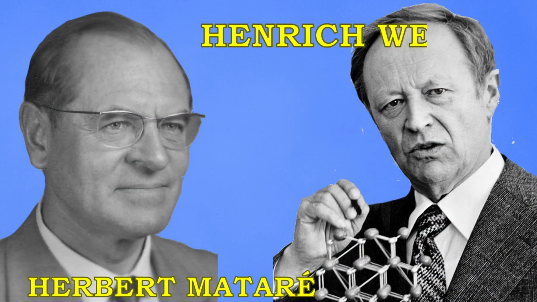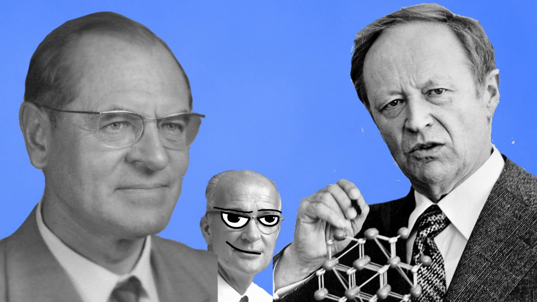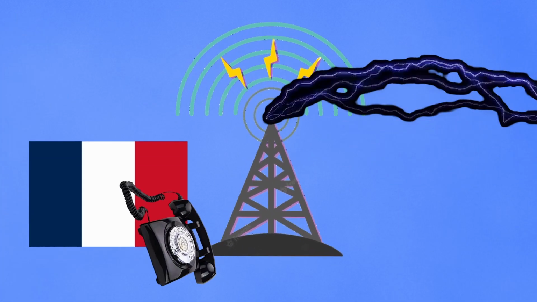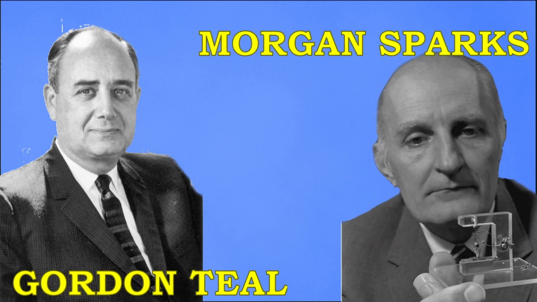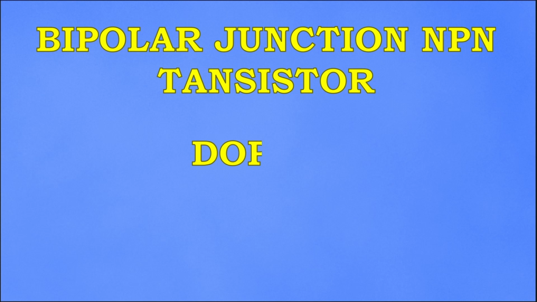A different group of German physicists, Herbert Mataré and Heinrich Welker, separately invented the point-contact transistor, but upon learning that they were already beaten to it by Shockley's team, their company rushed to get its transistor into production for amplified use in France's telephone network. In 1950, another type of transistor would be invented by chemists Gordon Teal and Morgan Sparks. It was a bipolar junction NPN transistor, which used a process known as doping.